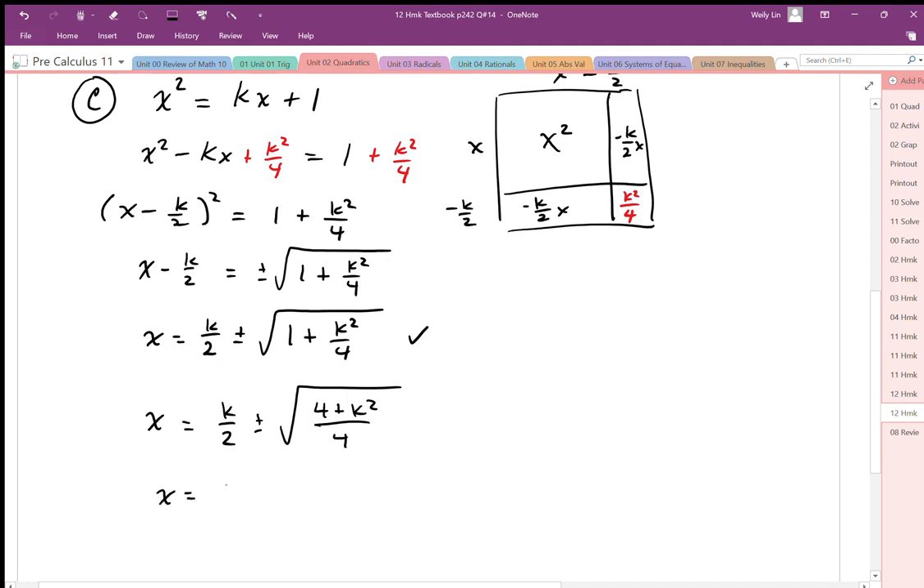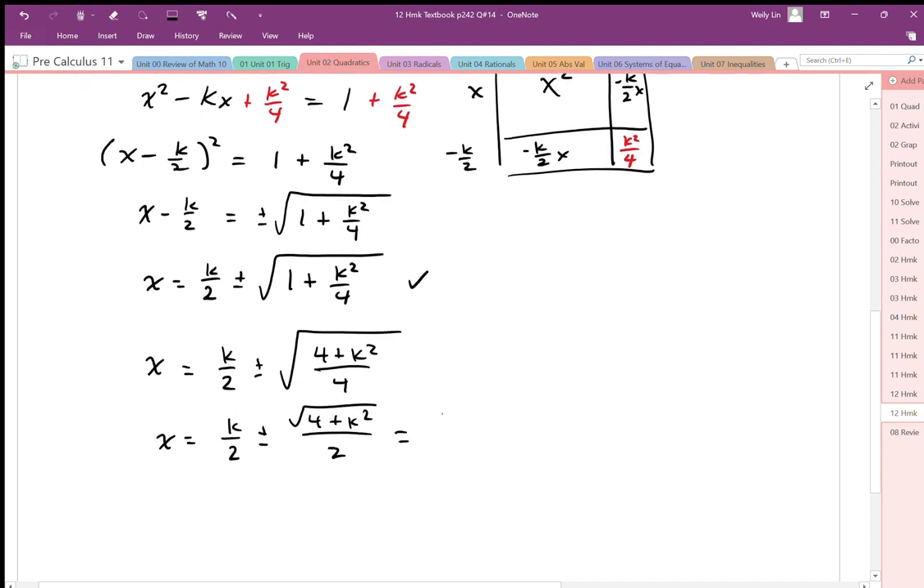And then solving for x, we're just putting it in the common denominator. I get the square root of 4 plus k squared over 2. And then I can just write this all over the common denominator of 2: x equals k plus or minus the square root of 4 plus k squared, all over 2.